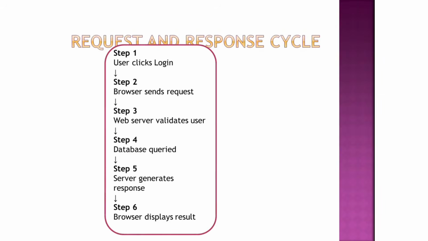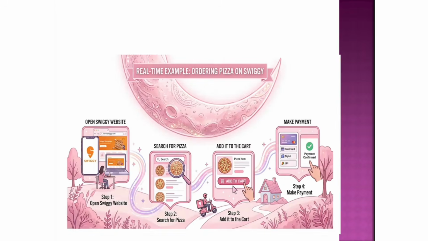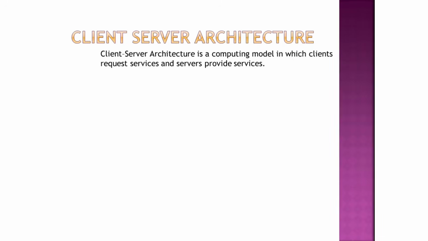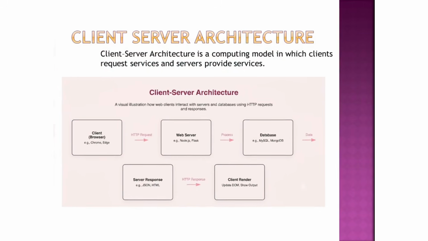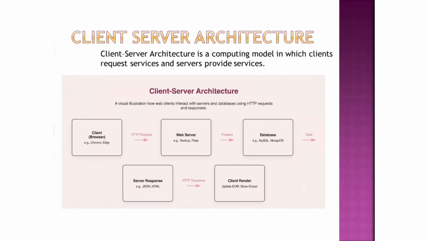Now we come to the final concept. Client server architecture is a computing model in which the client requests services and the server provides those services. Let's understand first the two terms. What is a client? A client is any device or application that requests information. Example, Google Chrome, Microsoft Edge, Firefox, mobile apps, desktop applications. The client sends requests. What is a server? The server is a powerful computer or software that stores data and provides services. The server receives requests, processes them, and sends responses.